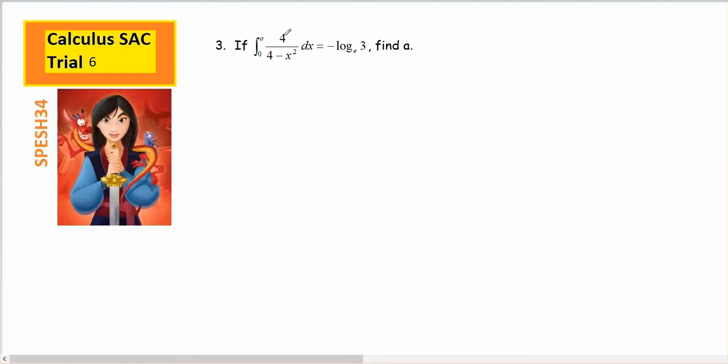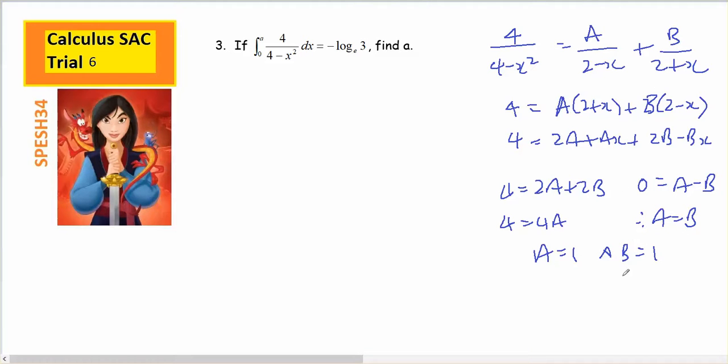Okay then, so I need to do some partial fraction work in here because I need to change 4 over 4 minus x squared into a partial fraction form and find a and b. Solving it by partial fractions, I can see that a equals 1 and b equals 1. So that's the same as the integral from 0 to a of 1 on 2 minus x plus 1 on 2 plus x dx.